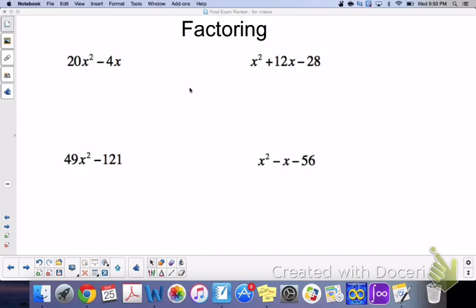Okay, factoring. There are three different kinds of factoring. One is greatest common factor. So you need to always look for the greatest common factor first.